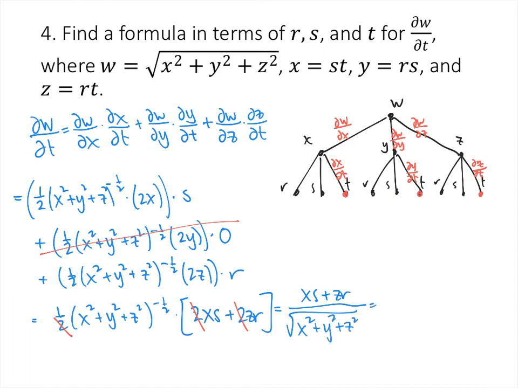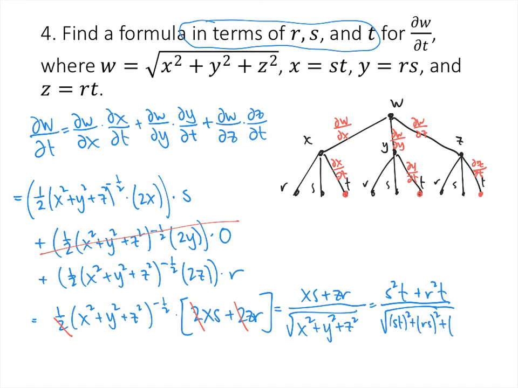Now, we're being asked for a formula in terms of r, s, and t, which means we're going to need to substitute in what x, y, and z are. So x is st, so on the top that gives us s squared t. Z is rt, so that's going to give us r squared t. And then on the bottom, we're just plugging into those x squared, y squared, and z squared. So that's going to be st squared plus rs squared plus rt squared. And that is our final answer.